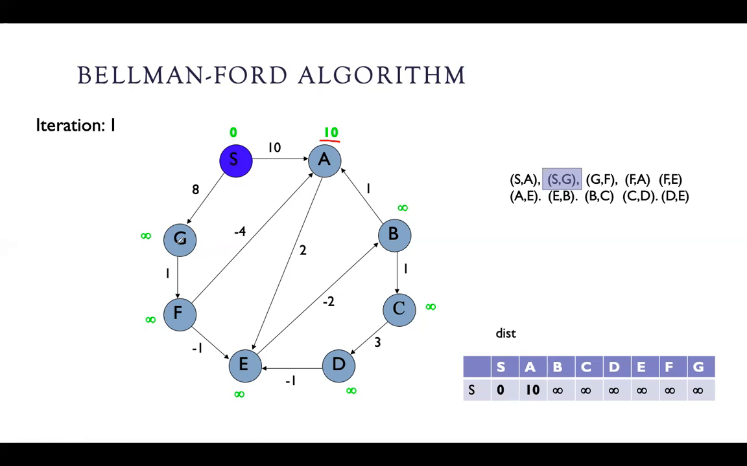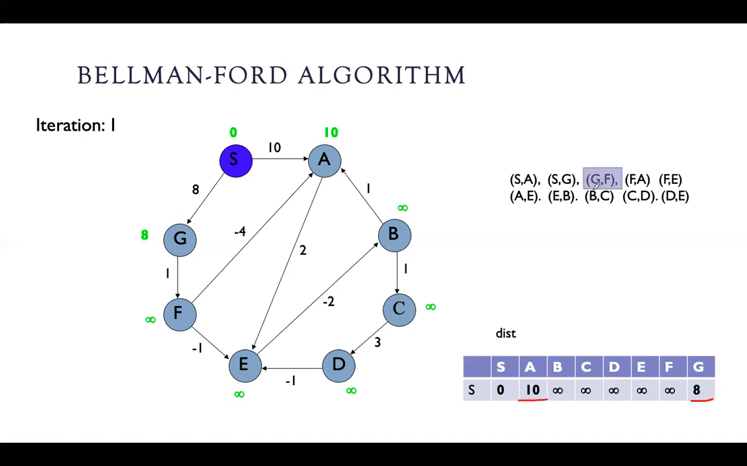Okay, weight of A is updated to 10. Next, consider edge SG. Distance of G is infinite. Now 0 plus 8 is less than infinite, so update the distance of G to 8. Okay, I have updated G's weight, and I have updated A's weight.